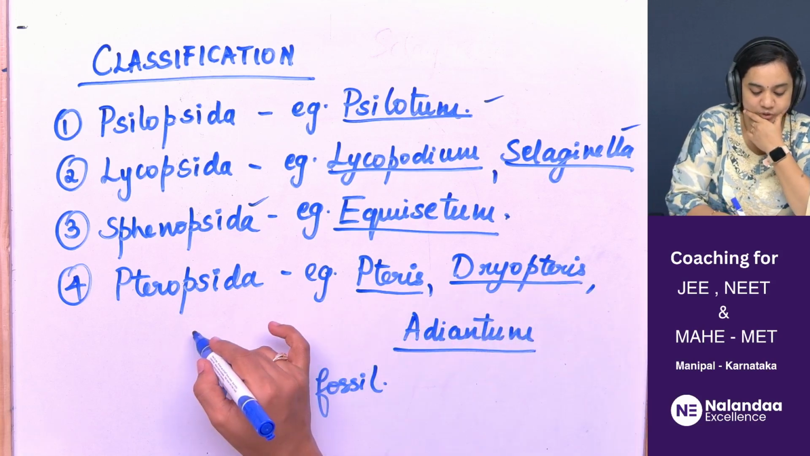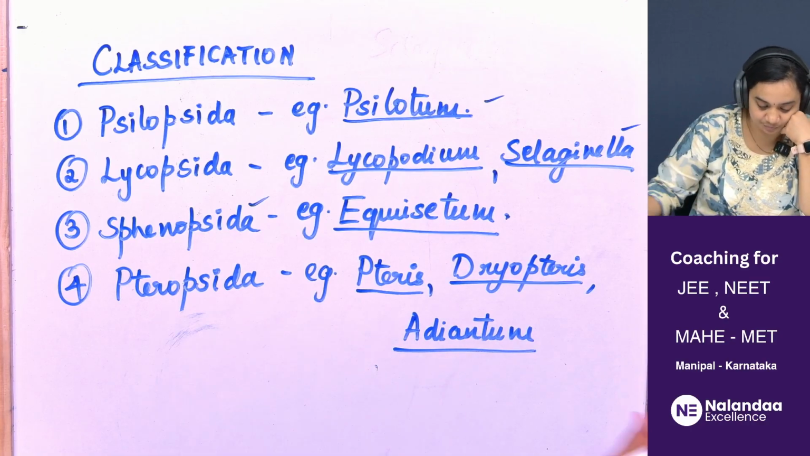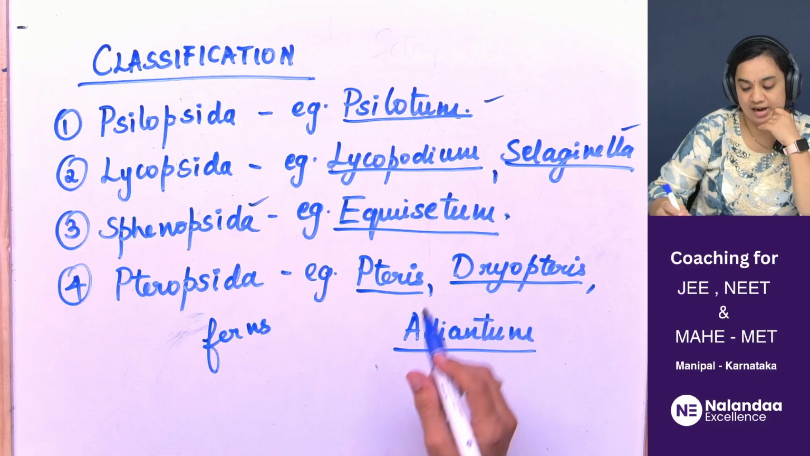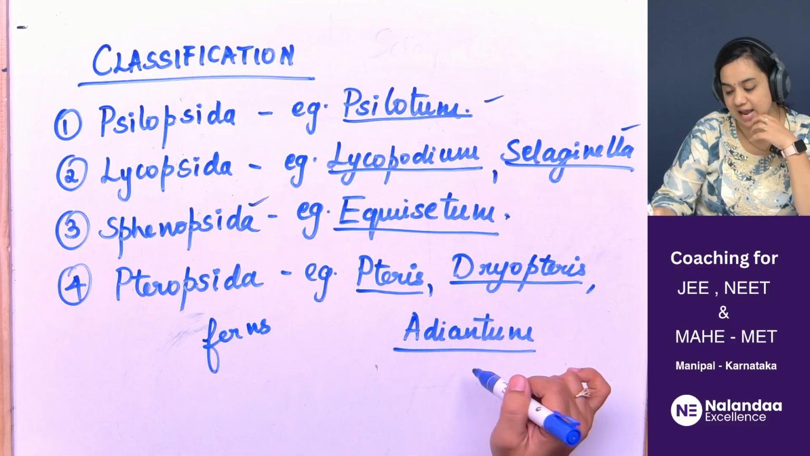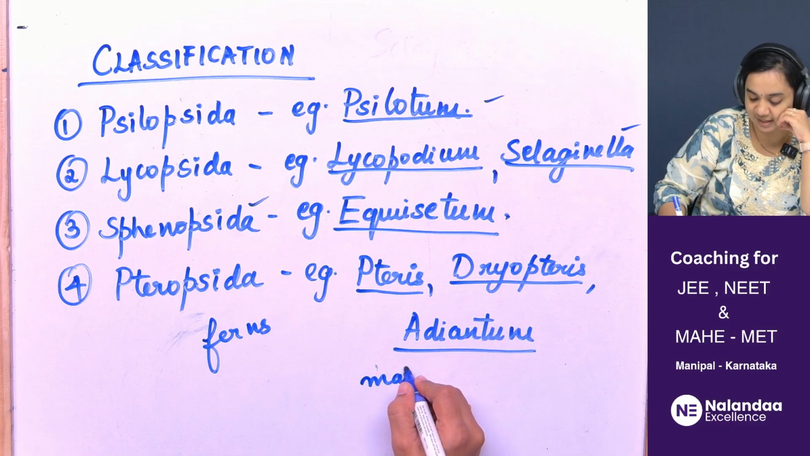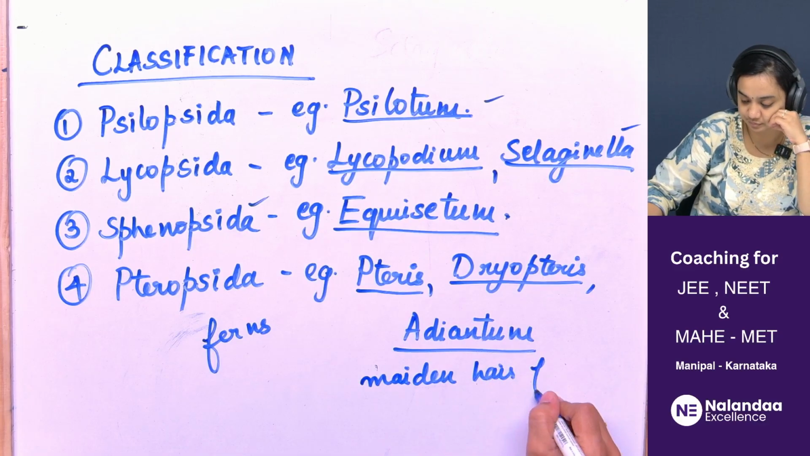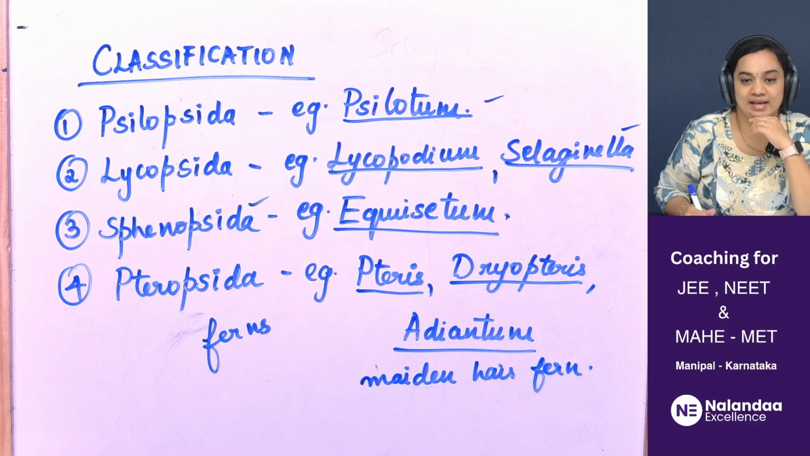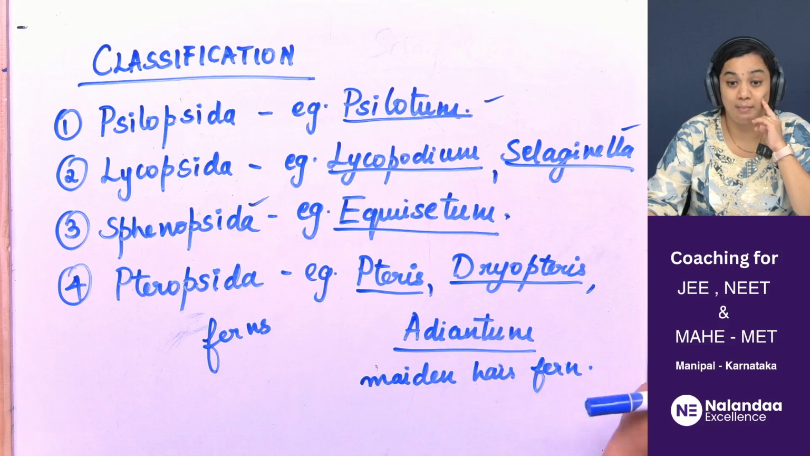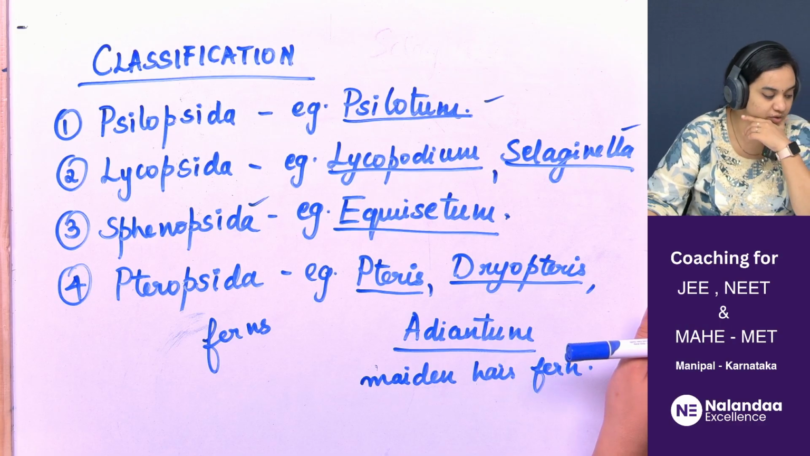And then Pteropsida. Members of Pteropsida are what we commonly call ferns. They're very ornamental, beautiful to look at. We have Pteris, Dryopteris and Adiantum. Adiantum is commonly called the maidenhair fern, because the stem looks kind of black in color. Okay, so this is about classification of pteridophytes.